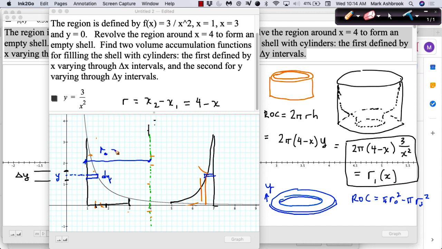Radius outer. What is that? 3. Always 3 for all of them, right? Because this is constant right here. Center of rotation is at 4. This is at x equals 1. So the outer radius is always 3. Phew, that helps, right? Do you see it?